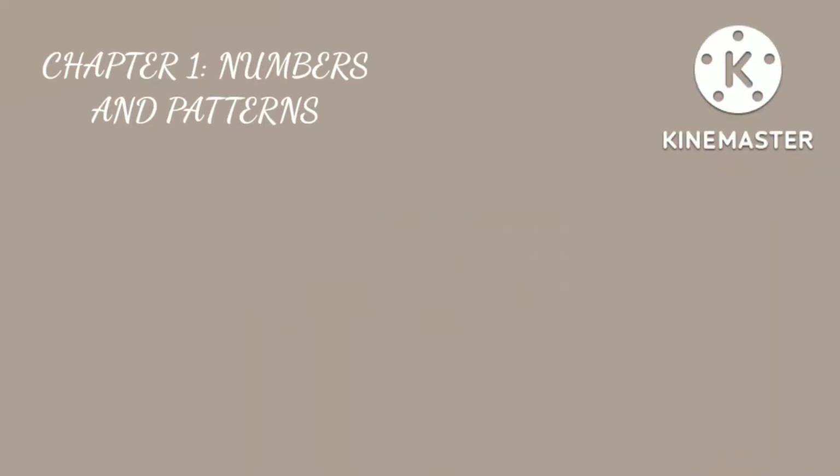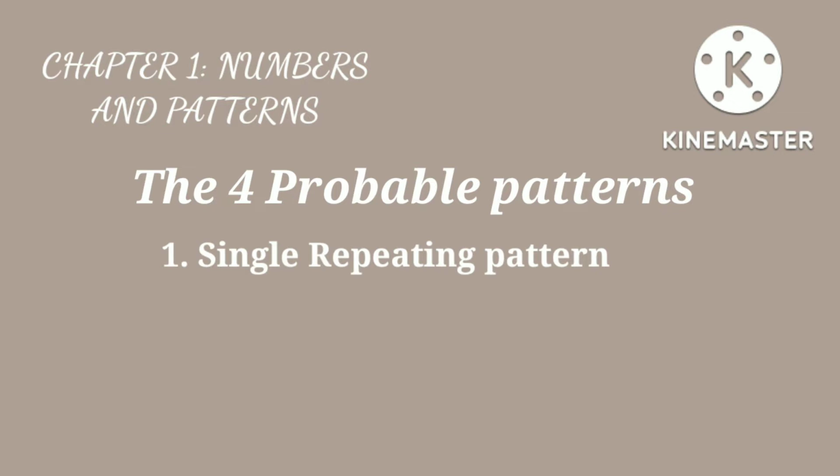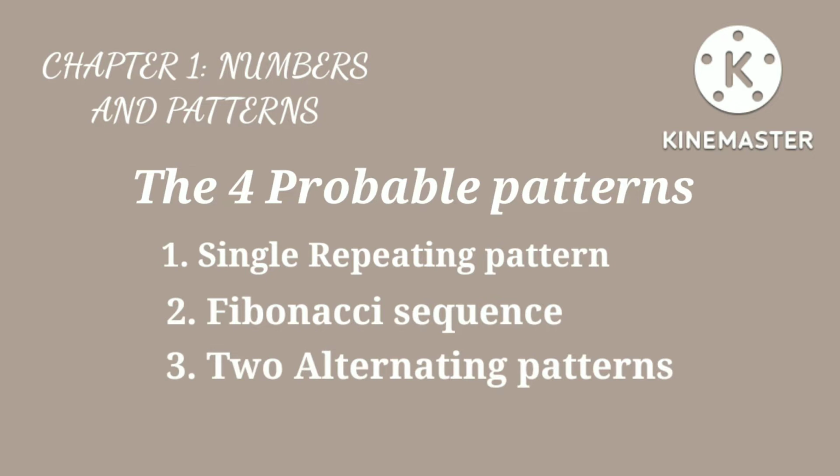In Chapter 1, which is numbers and patterns, I learned about four probable patterns: number 1, the single repeating pattern; number 2, the Fibonacci sequence; number 3, two alternating patterns; and number 4, the letter sequence.